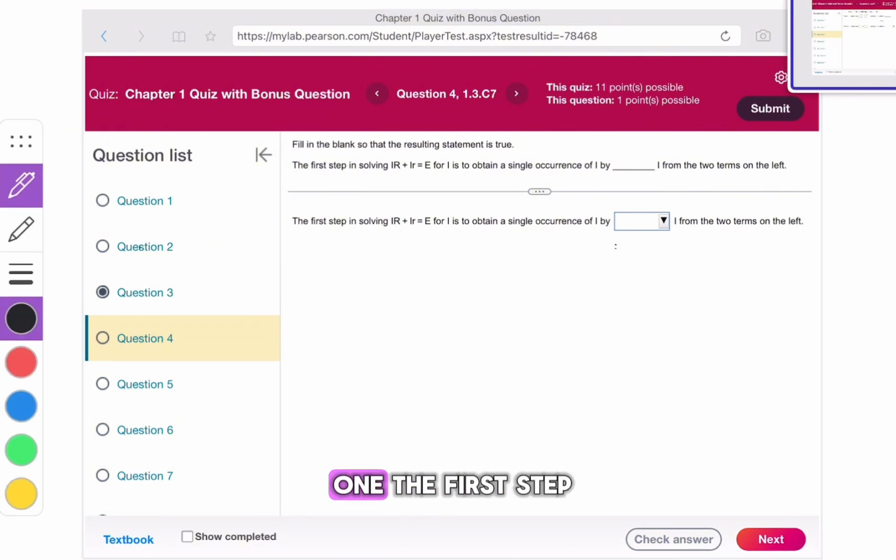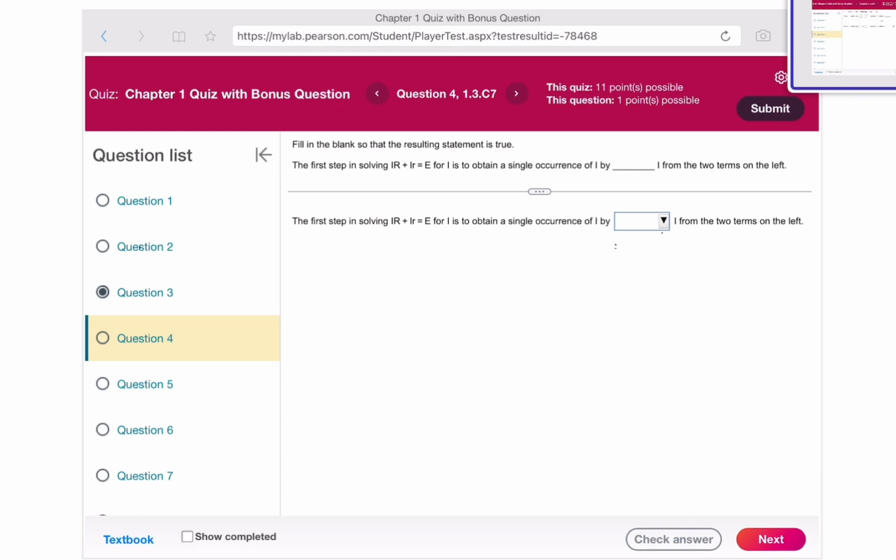Okay, and then the next one, the first step in solving I times R plus, I don't know if that's a different, because L and I are sometimes the same, but it doesn't matter. We're solving for the letter I. That could be an I or an L. So the first step in solving IR plus I lowercase r equals E for I is to obtain a single occurrence of I by, oops, that wasn't supposed to happen.